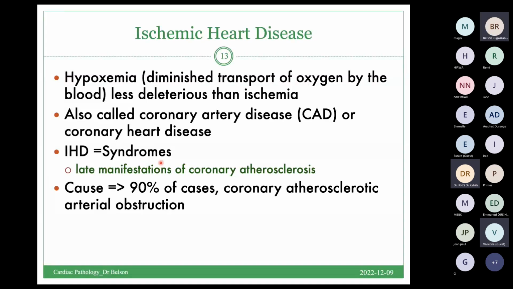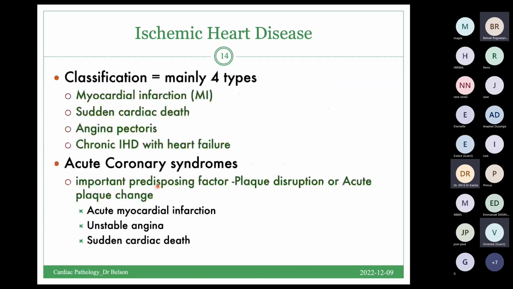The cause in most ischemic heart diseases, 90% of the cases, is atherosclerosis. As you have seen, you have 4 types of ischemic heart disease. As I said, this is a syndrome, but in it you have 4 different types. So these ones are now diseases or diagnoses: myocardial infarction, sudden cardiac death, angina pectoris, and chronic ischemic heart disease with heart failure. So these are the 4 main types of ischemic heart disease.